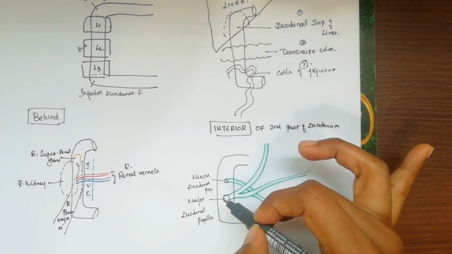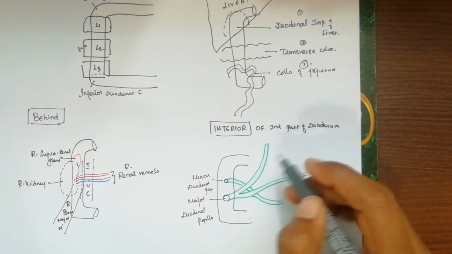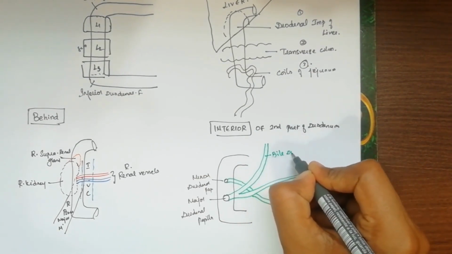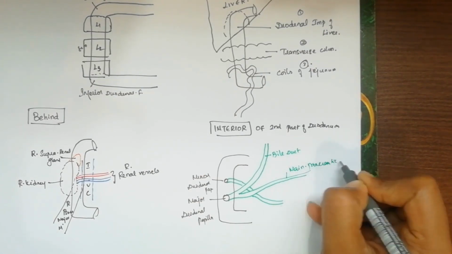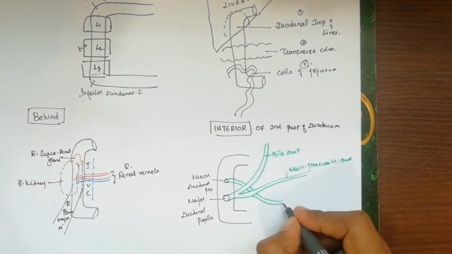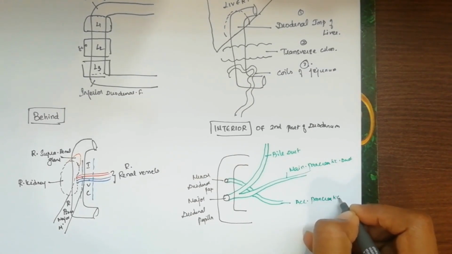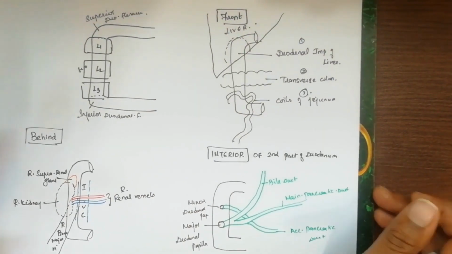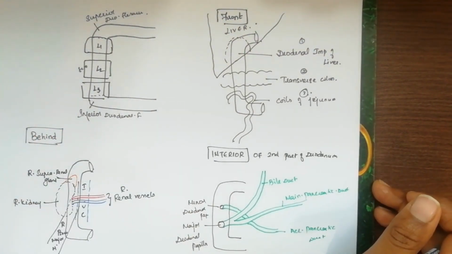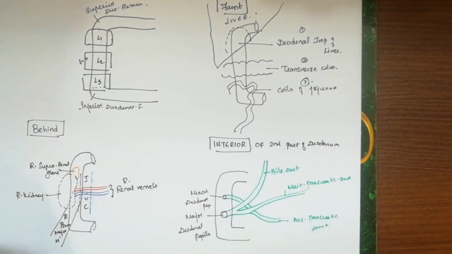Now just to understand, we have got the interior with two openings, major and minor duodenal papilla. Major one, it is going to open bile duct and main pancreatic duct, and minor duodenal papilla, it is going to open accessory pancreatic duct. So these are the details of second part of duodenum. So where it is placed, how it is extending, and talking about the front relation, behind relation and interior relation, we have to tell in detail. Now we will move on to third part of duodenum.